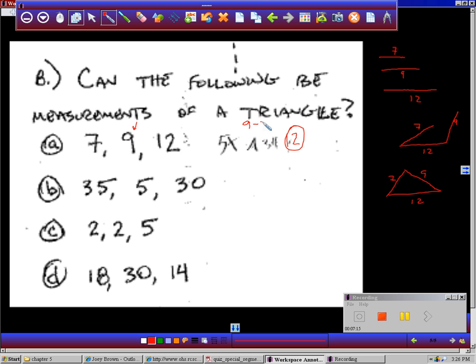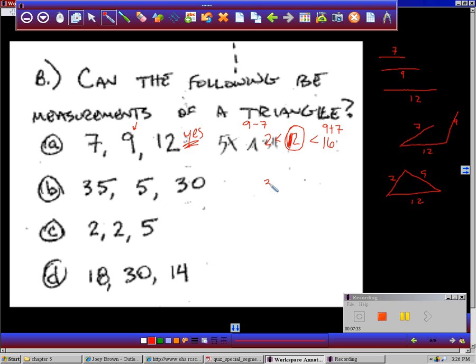So this 12 goes back to what we were saying. The 12 has to be in between the other two, 9 minus 7 and 9 plus 7. Well, 9 minus 7 is 2. 9 plus 7 is 16. So is 12 in between 2 and 16? Yes. So can these be a triangle? Yes.